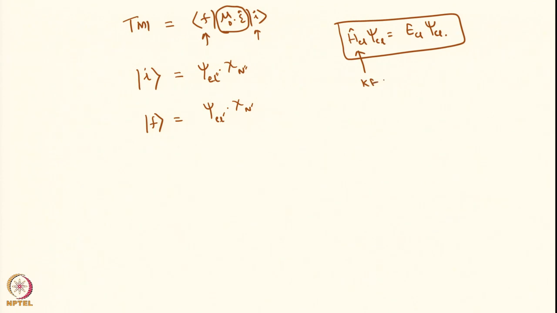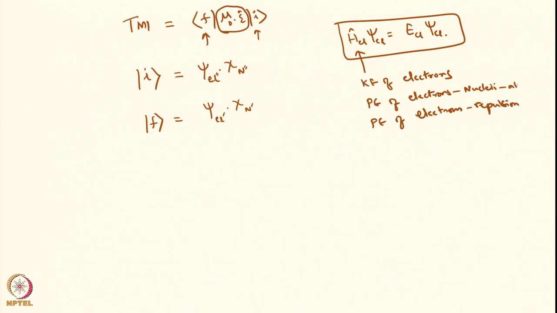KE of electrons, PE of electrons and nuclei, and PE of electrons repulsion, either this is attraction, and PE of nuclei, this is repulsion.